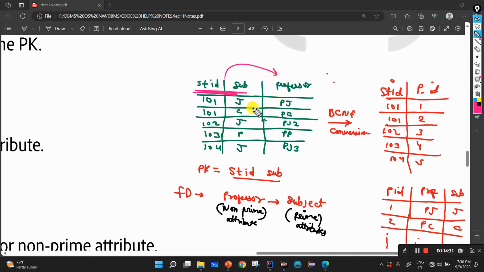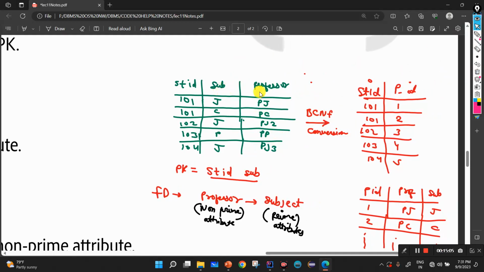In a similar fashion, you will see the professor can determine the subject, and this is the problem. PJ always teaches Java, PC always teaches C, PJ2 always teaches Java, PP, the Python professor, always teaches Python, PJ3 always teaches Java. This is the problem, because a non-prime attribute is determining a prime attribute. We have to convert it in such a way that this kind of problem is removed.